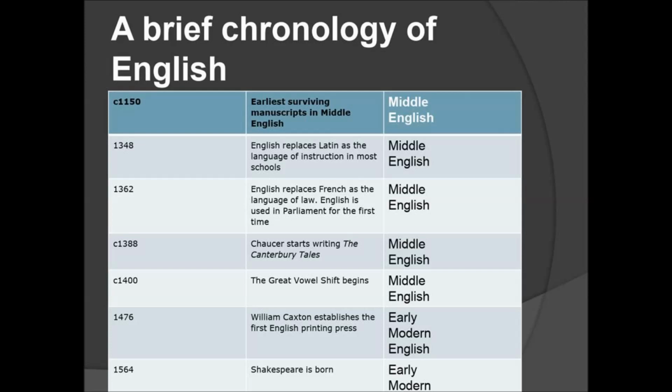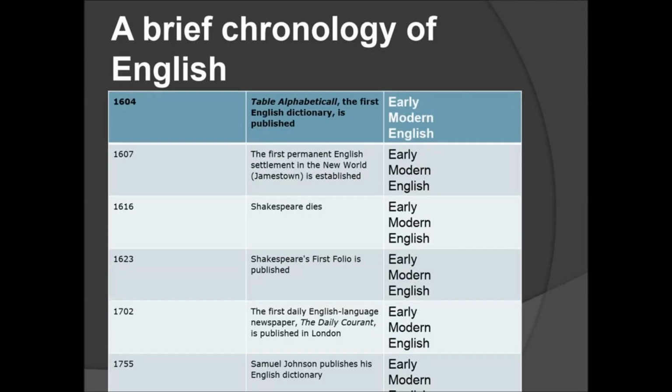In 1476, William Caxton establishes the first English printing press. In 1564, Shakespeare is born. Around 1607, the first permanent English settlement in the New World is established. In 1604, Cawdrey's Table Alphabeticall, the first English dictionary, is published. 1616, the death of Shakespeare. 1623, Shakespeare's First Folio, that is the complete works of Shakespeare, is published.